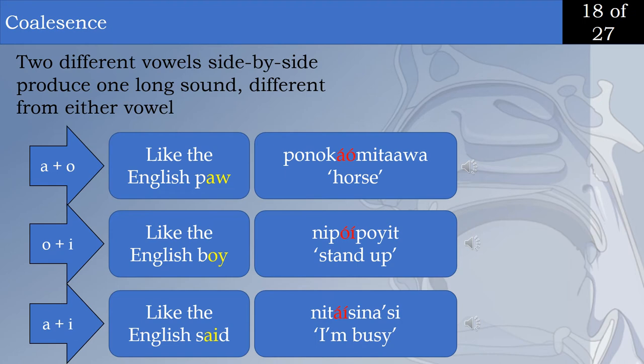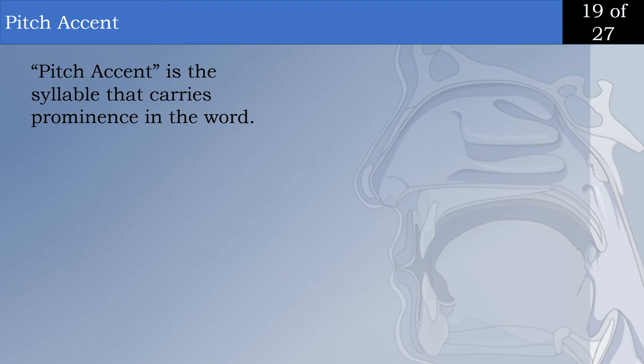Blackfoot is a pitch accent language. Those little marks above the vowels tell you where the pitch accent falls. Pitch accents are a little bit like stress in English, though in English we tend to make our vowels longer or louder to indicate stress. In Blackfoot, the prominence is given by raising the pitch of your voice on that syllable. When you get to a vowel that has an accent over it, that's your cue to make that syllable the most prominent one in the word.